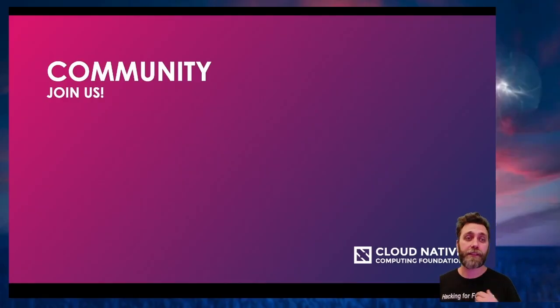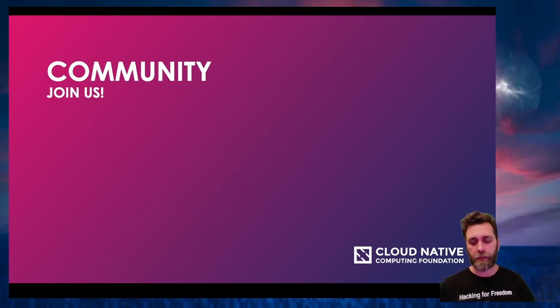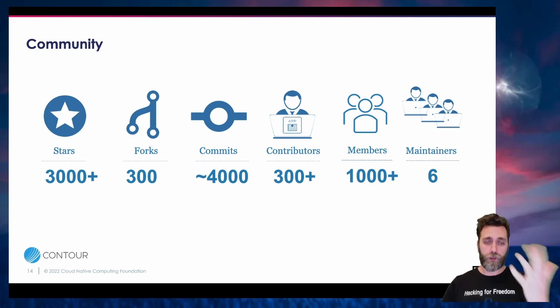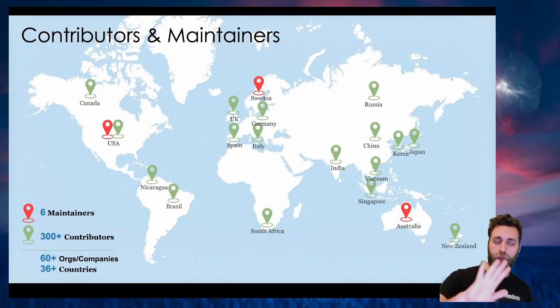Okay, community, the exciting part for me and my time to convince you to join us. So with that said, some stats. We have more than 3,000 stars on GitHub, 300 forks, a lot of commits and contributors, 6 core maintainers, and more than 1,000 people joining us on the Slack channel and on our mailing list. All these numbers mean we've done a lot of work and we really enjoy working with the project and within the project. So if you want to join us, that leads to my next slide.